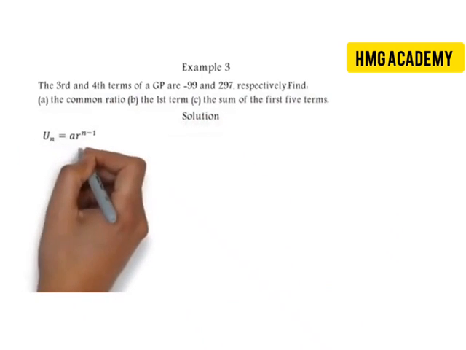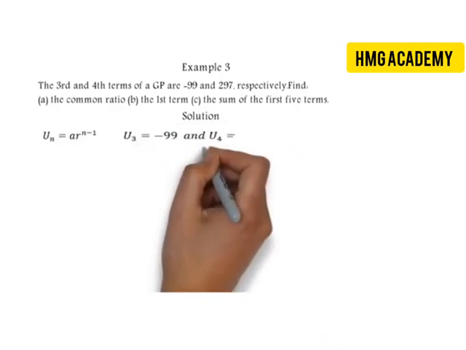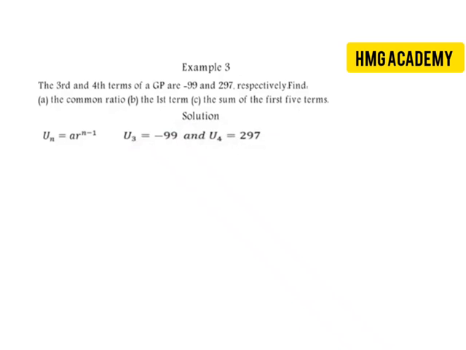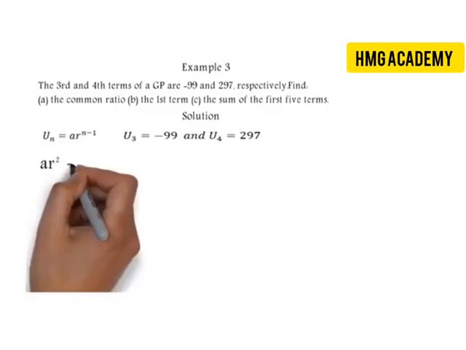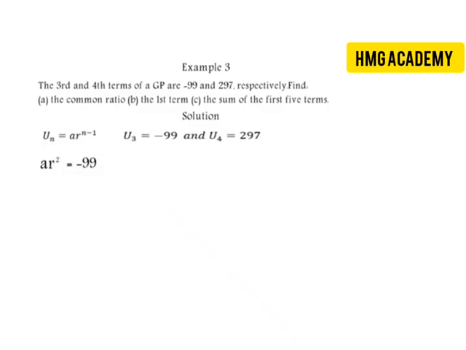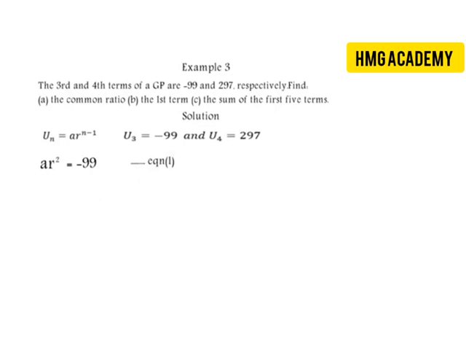So we have our formula for calculating the nth term of a GP right there. Our U3, which is the third term, is minus 99. Our fourth term is 297. So U3 is the same thing as ar raised to power 2, which is given to us as minus 99. So let's call that equation 1. Our fourth term is ar raised to power 3, which is given as 297. So let's call that equation 2.